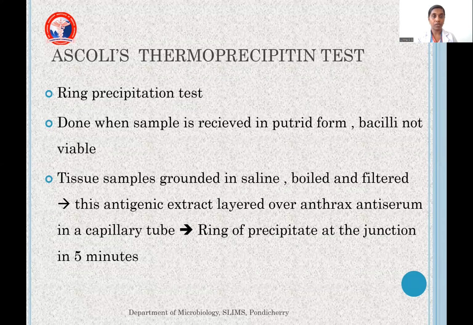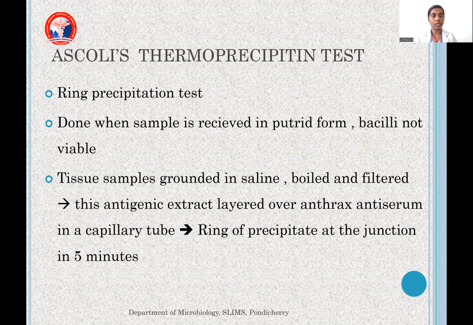Another important test that we do is Ascoli's thermoprecipitin test. This test is done when the sample is received in a very putrid form. So we assume that the bacilli won't be viable. So in that case, we won't be able to do the culture. So we will do Ascoli's thermoprecipitin test, which is a ring precipitation test. It is an antigen antibody reaction only.